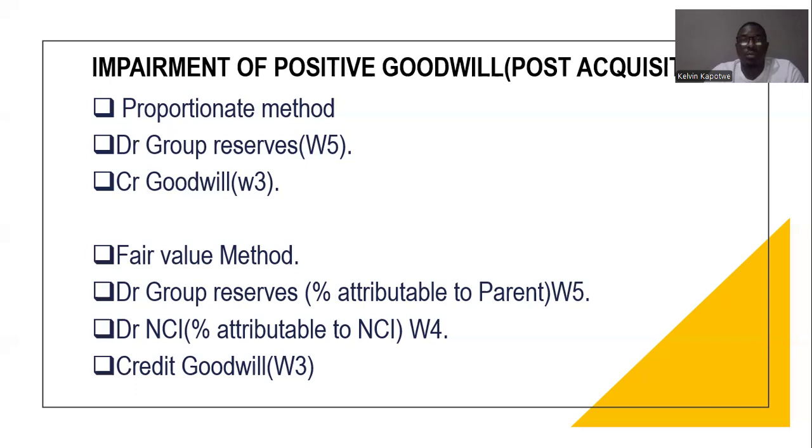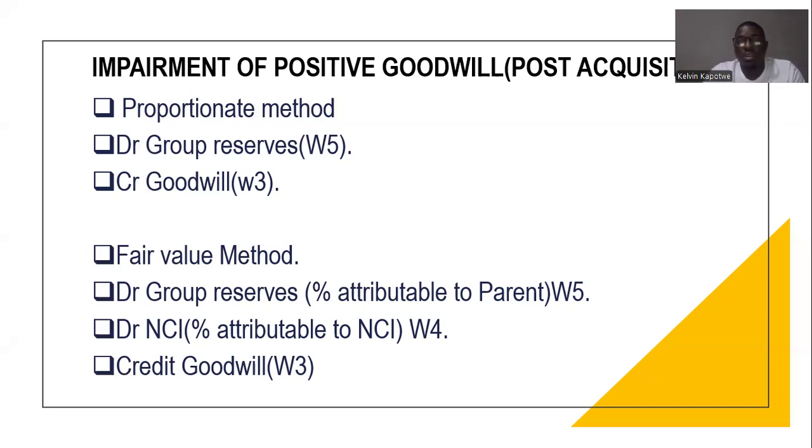So with the proportionate method, you're basically going to debit the group reserve and credit goodwill, okay? Remember, the group reserves are income. This is basically your profit. It's a component of equity, so when you debit it, you're reducing it. That's why we are subtracting.